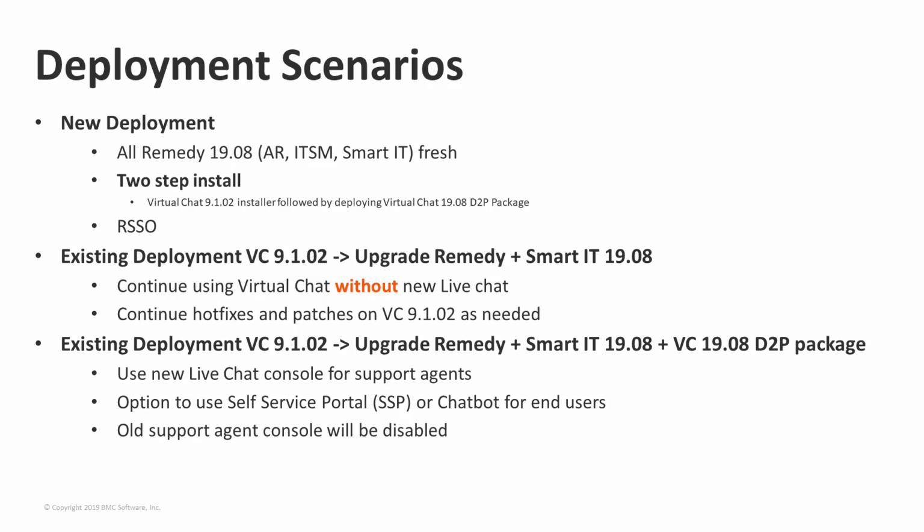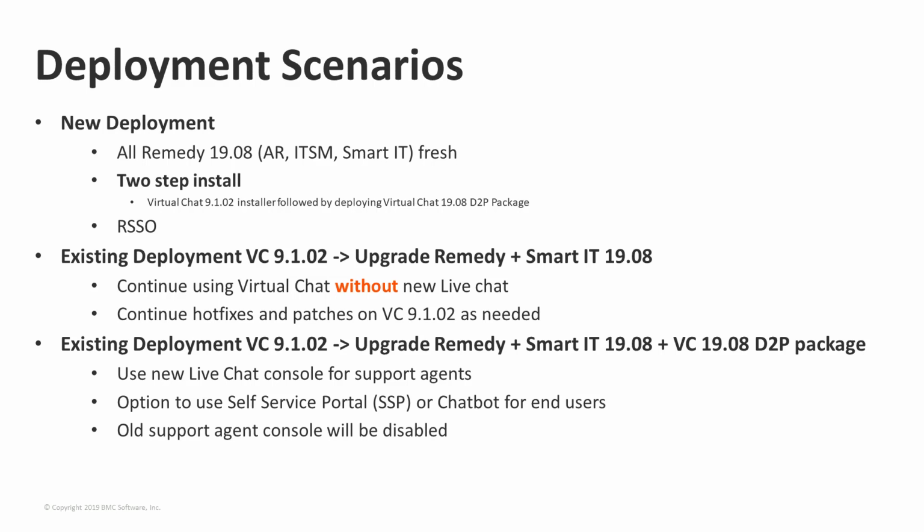A new deployment, where you're brand new and starting out fresh. In that case, yes, you will have the entire Remedy stack at 1908. And for BMC virtual chat, aka live chat, it will be a two-step install. First, you will get the 9102 installer and then apply the D2P package. There is no installer for going straight to 1908. It will be a two-step process, and you will have to have an RSS.